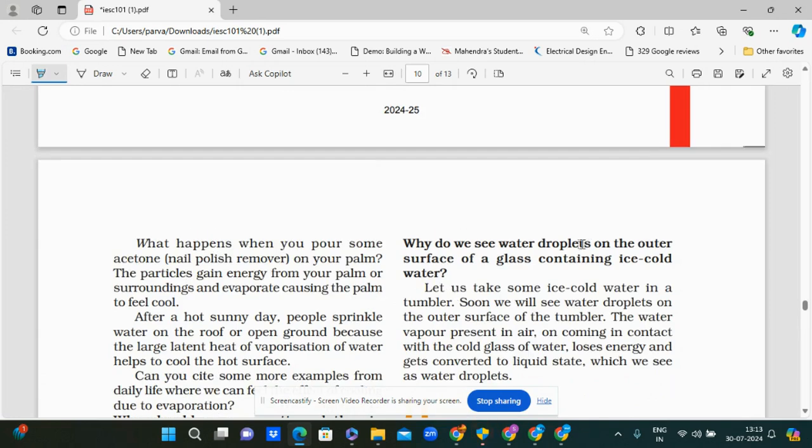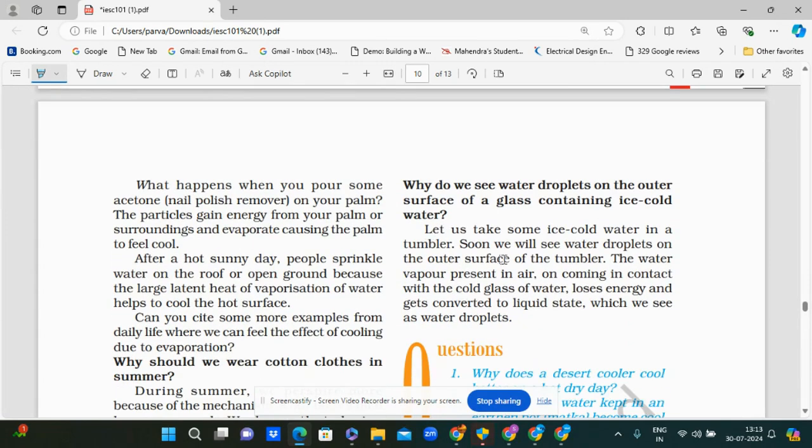Why do we see water droplets on the outer surface of a glass containing ice cubes, ice cold water? If you place some ice cubes in a glass and keep it outdoors, you can see the water droplets on its surface, right? So let us take some ice cold water in a tumbler. Soon we will see water droplets on the outer surface.